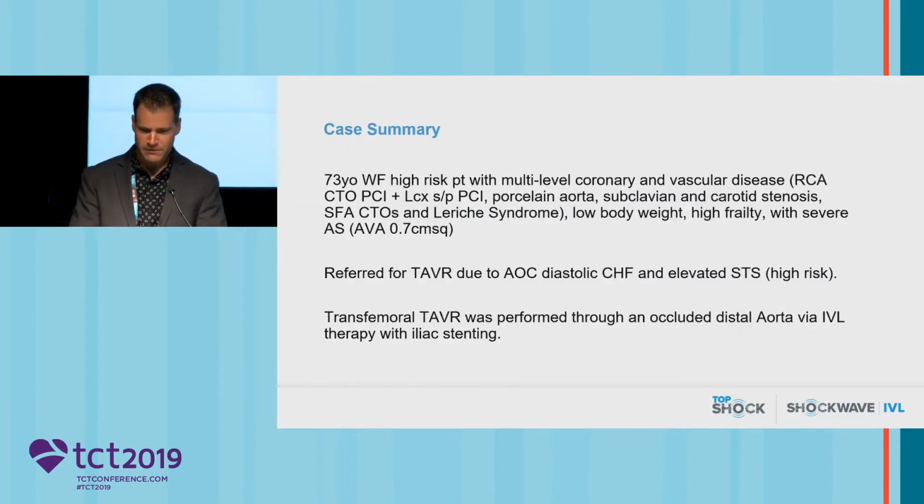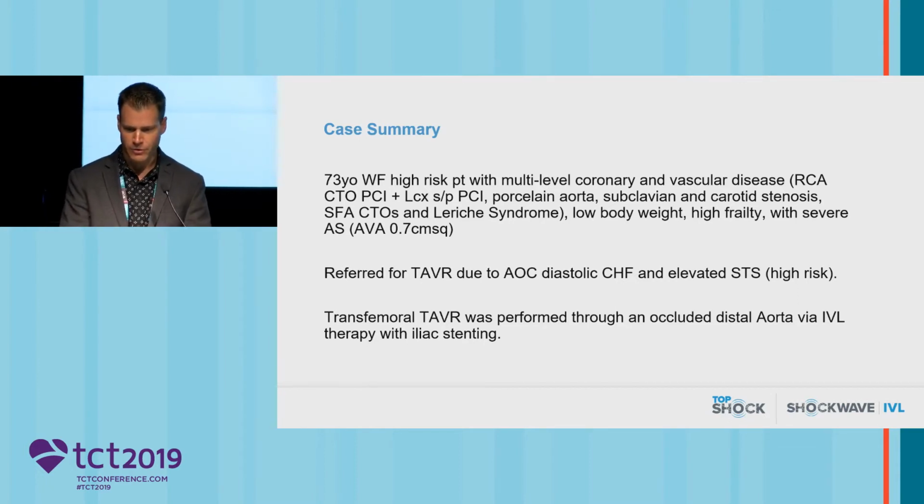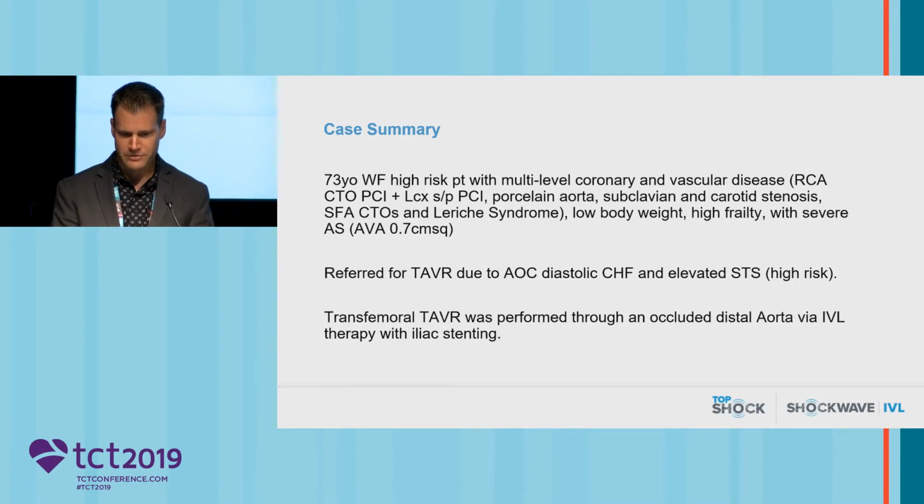It's a 73-year-old white female, very high-risk patient, multiple comorbidities, multi-level vascular path, both coronary and vascular. She had an RCA CTO PCI in the past. She had a left circ PCI. She has a porcelain aorta, subclavian and carotid stenosis, bilateral SFA CTOs, and Leriche syndrome. That's what we're starting with. Low body weight, high frailty with severe AS, a valve area of 0.7.